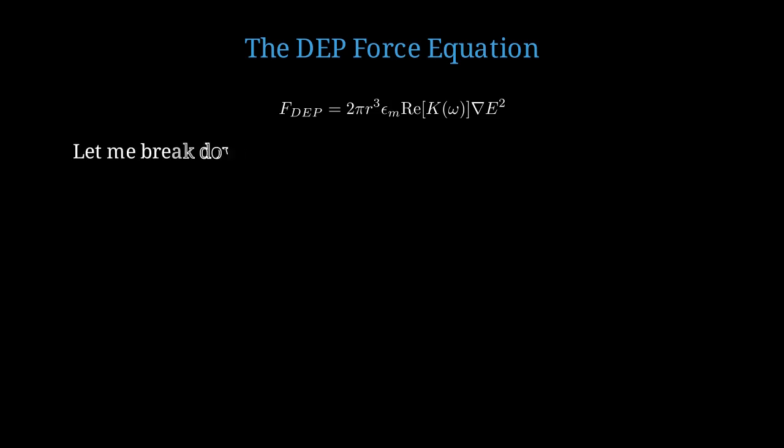Let's write down the mathematical expression for the dielectrophoretic force. This is the fundamental equation that governs everything we do with DEP. The DEP force equals 2 pi r cubed times epsilon m times the real part of K(omega) times the gradient of E squared. Let me explain what each of these terms means physically.